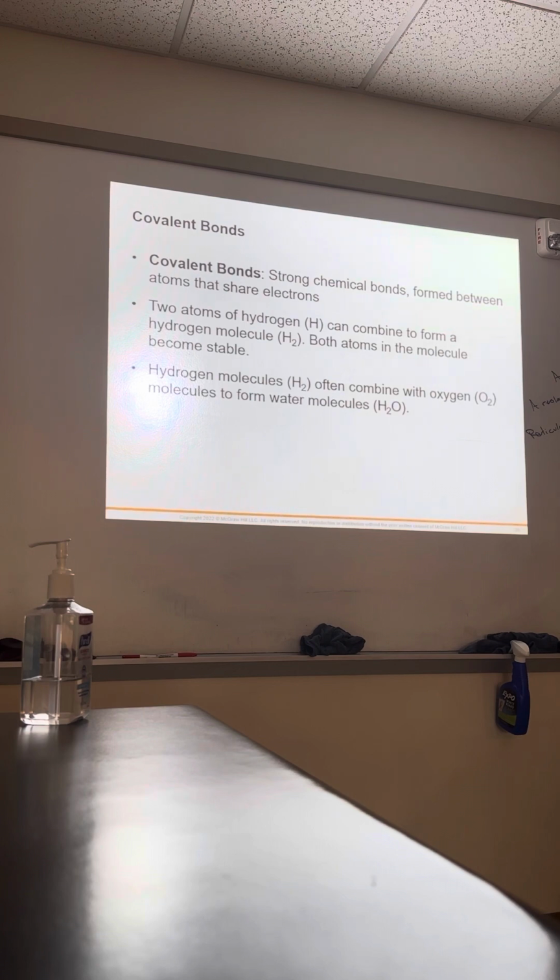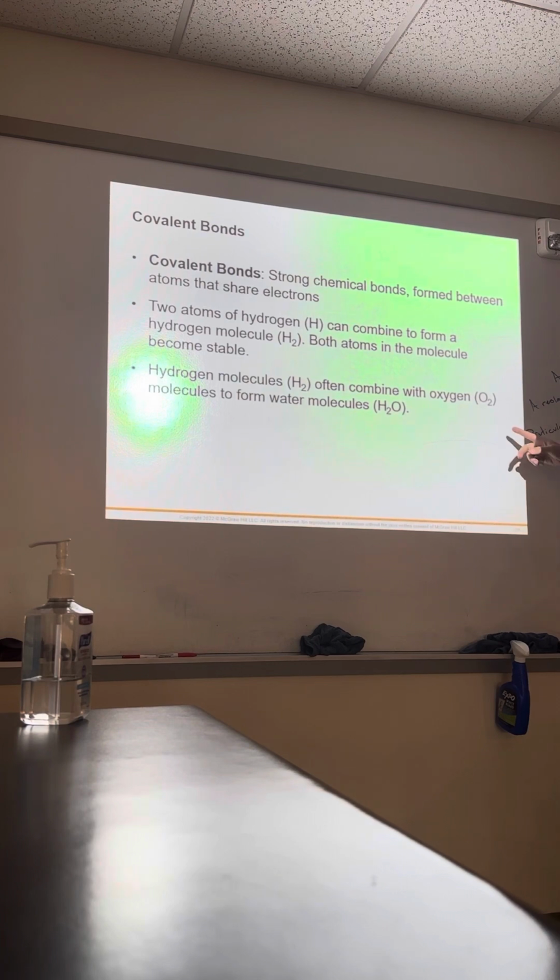Alright, covalent bonds is the next one that we're going to talk about. Again, these are strong, formed between atoms that share electrons. Okay? These are shared. So two atoms of hydrogen can combine to form a hydrogen molecule, H2. Both atoms in the molecule become stable. Same thing with oxygen. I don't know that I've ever heard of hydrogen atoms just floating around by themselves, because they're not stable by themselves. They want to have another buddy, so they'll float around in pairs, H2.